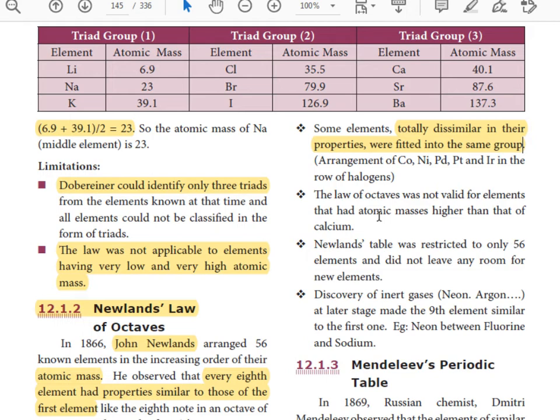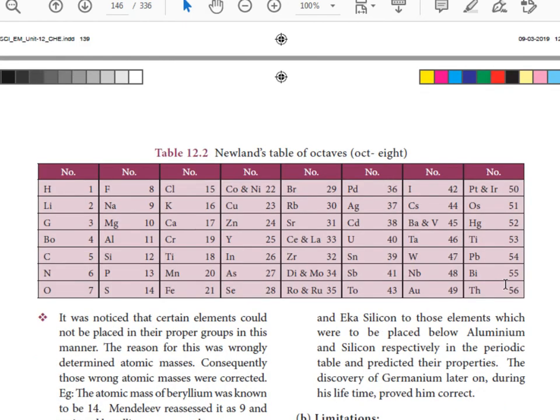Okay, so the next point is that Newland's table was restricted to only 56 elements. You see this table only for 56 elements. Nowadays we have 118 elements. There is no space or room for the new elements. He could not leave any more space, and he did not say where to arrange those elements. So this is the next failure. It was restricted to only 56 elements, and he did not leave any room for new elements. This is the next drawback, a limitation in Newland's law of octaves.